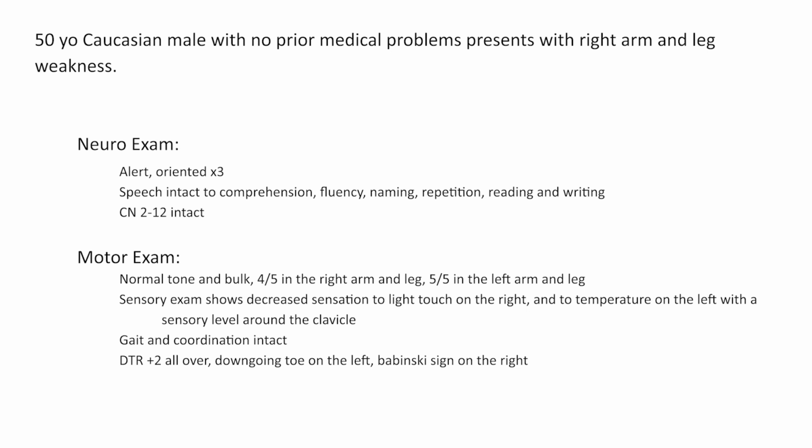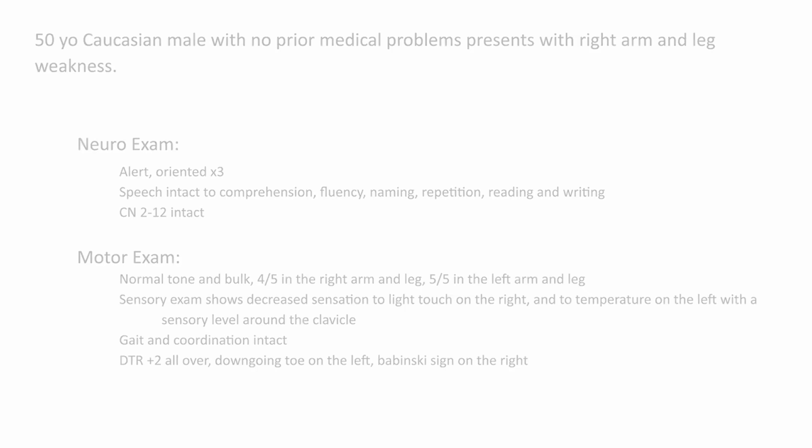His deep tendon reflexes are +2 all over, with a downgoing toe on the left and a Babinski sign on the right. So based on the information you have, where do you think the lesion is? Again, same exercise. Is it cortical? Is it subcortical? What are the neighboring signs you found that helped you localize it? And then what is the lesion? Again, same exercise.